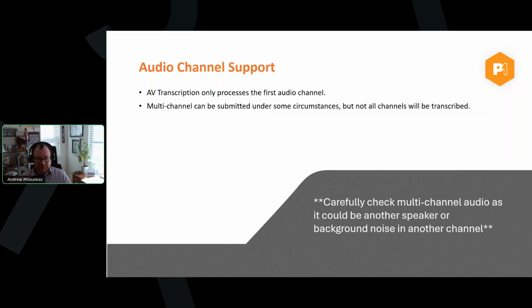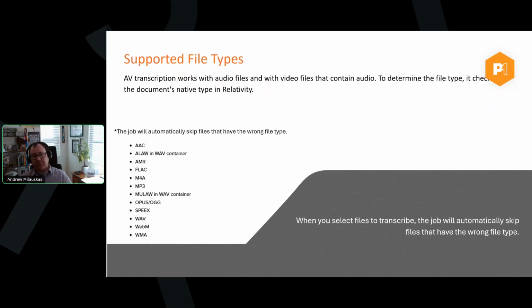Another kind of thing to very much be aware of and look out for: transcription will only grab the first audio channel. So if by some means you do have a file that has many audio channels, it could be something like a background noise, but it could also be another speaker. Relativity is only going to grab that first audio channel and transcribe it, maybe something they look at in the future, but just wanted to note that. So just something to look out for as you're working on that.